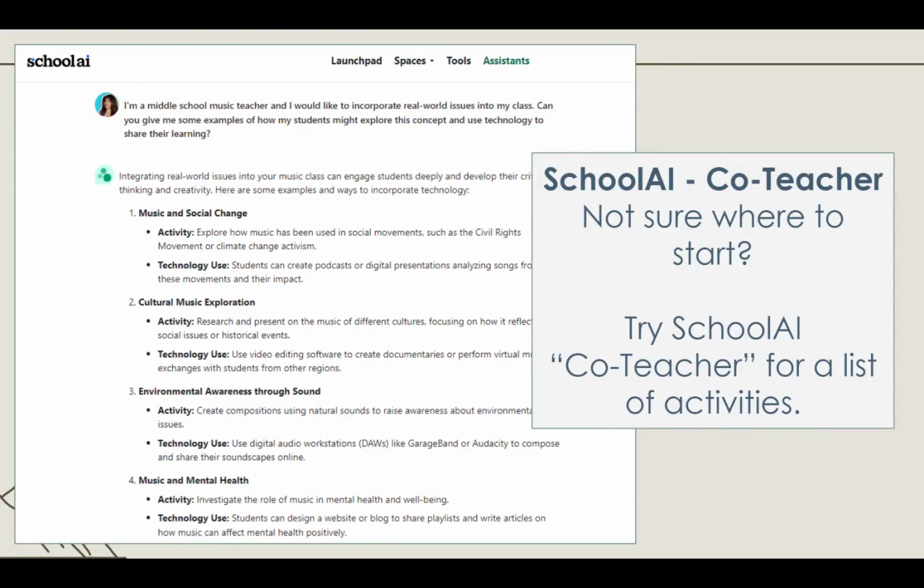Now, if you're not sure how to get started, one tool that can help you generate ideas around this indicator could be School AI. Using the co-teacher assistant, I was able to look at ways a middle school music teacher could incorporate real-world issues into their classroom.